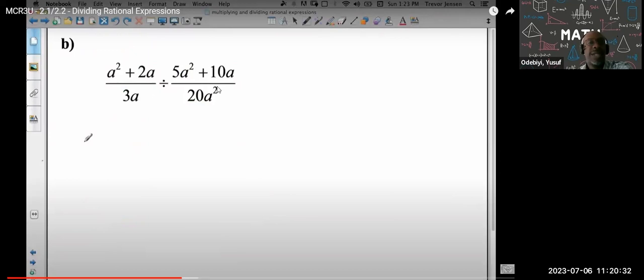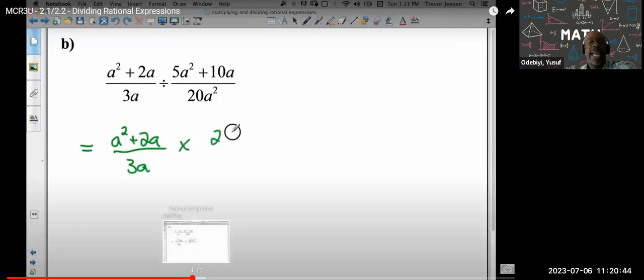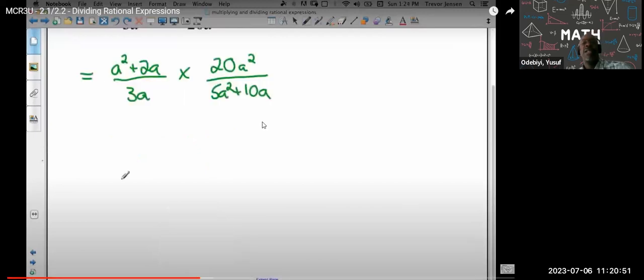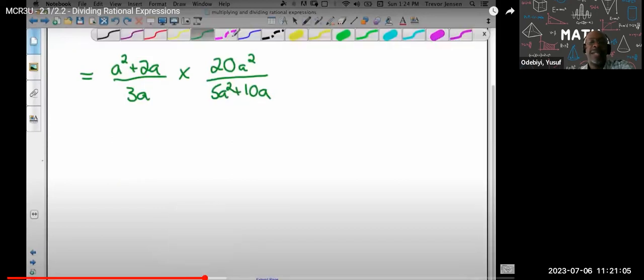With this example, what do you do? You multiply the reciprocal. So the first thing you do, even though this is divide, multiply the reciprocal. So you're going to flip it. Right, so it's going to be 20a squared as the numerator divided by 5a squared plus 10a. Okay, now you can see if you can factor things. Remember this one here, you can't really do too much because it's all together here, but you can factor that out separately. So let's go step by step here.